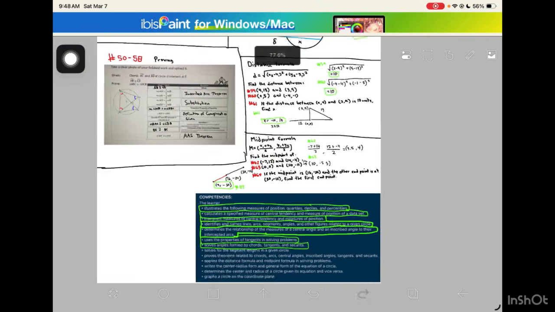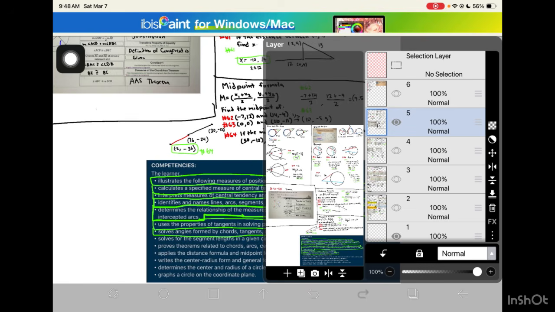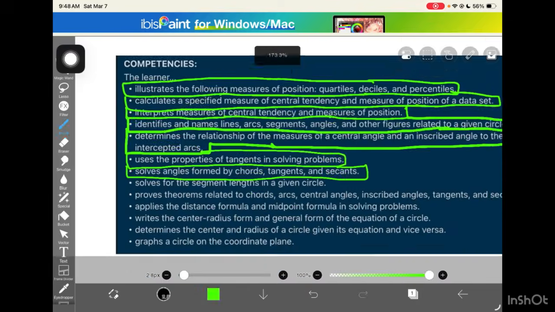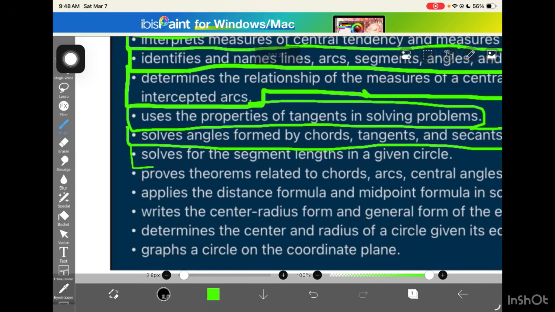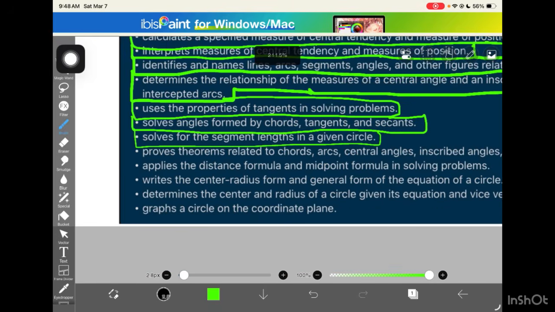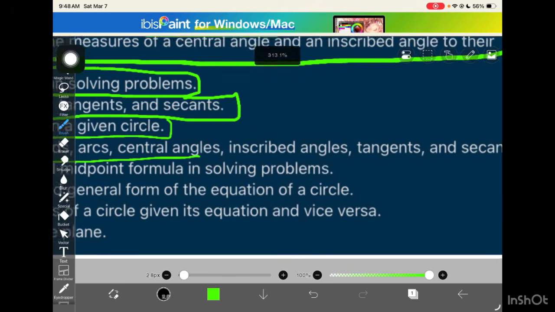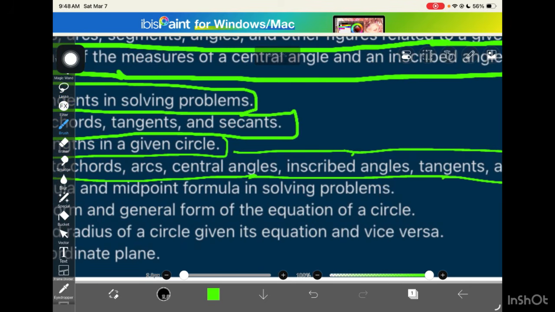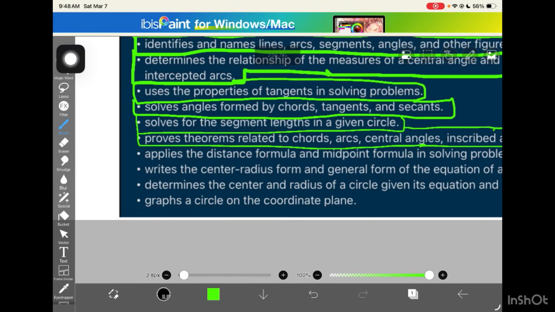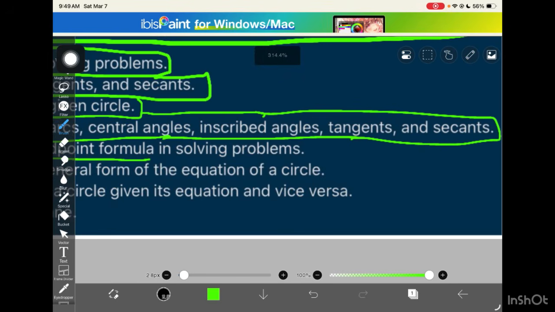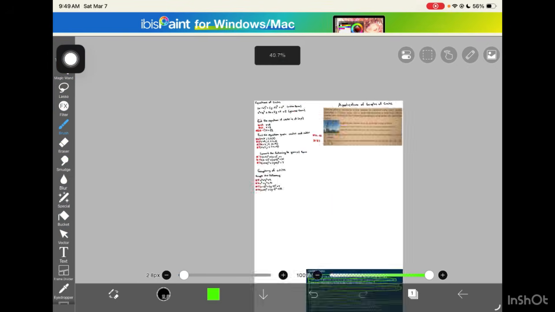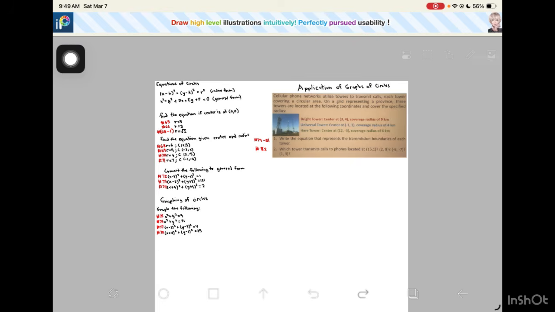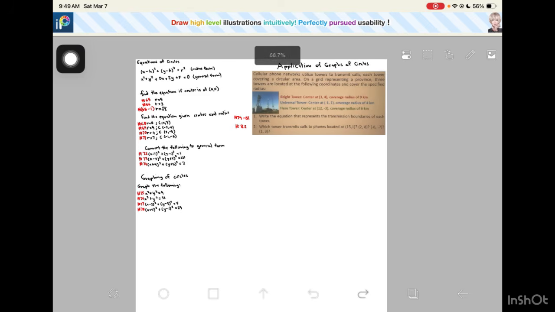Okay, one last page. Let's check off the objectives that we were able to accomplish. So this is the solve for lengths of segments. Yes. Proves, we already proved some theorems, arcs, central angles, and everything and whatnot. What's this? Applies the distance and midpoint formula. Okay, now it's just equations of circles. Honestly, look, at this point, this is pretty much... Okay, let me pull up a Cartesian plane real quick.